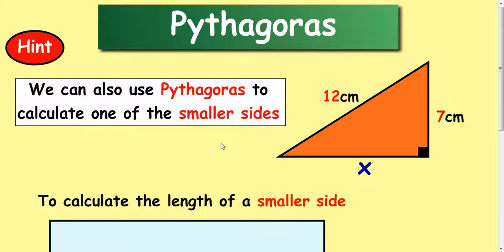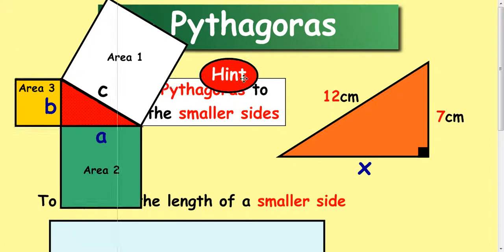In this lesson we're going to have a look at how to use Pythagoras to calculate one of the smaller sides on the triangle, i.e. not the hypotenuse.